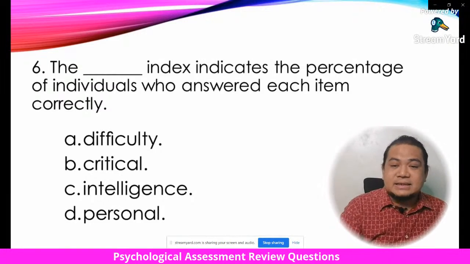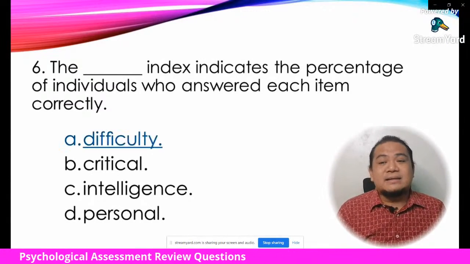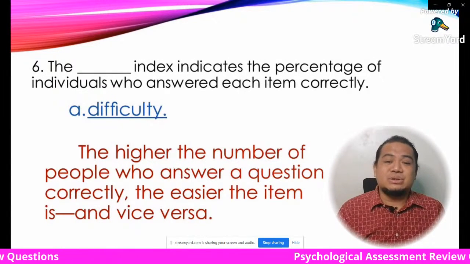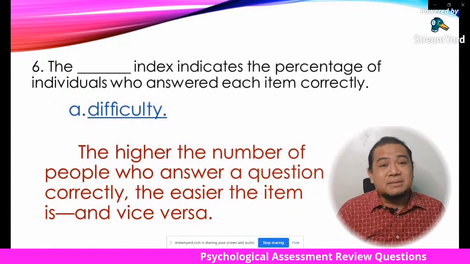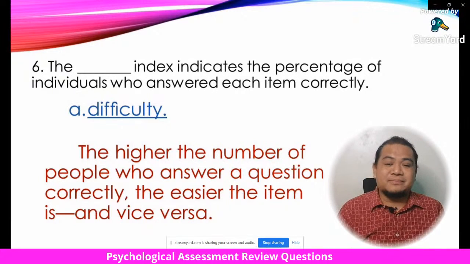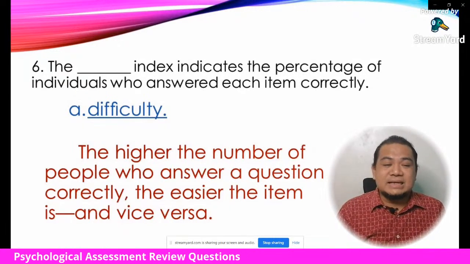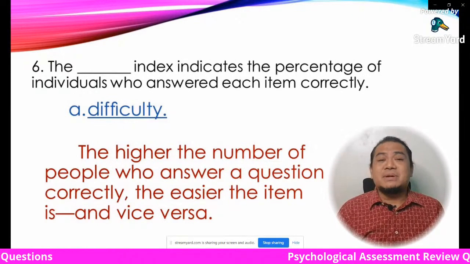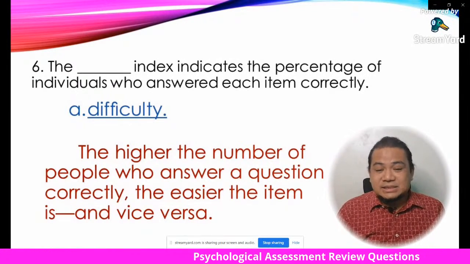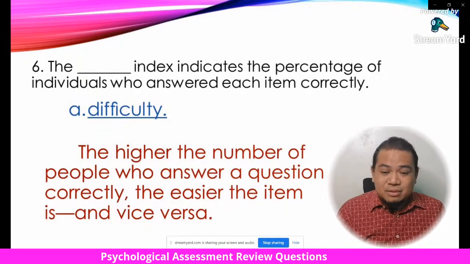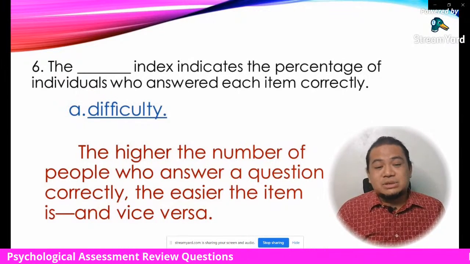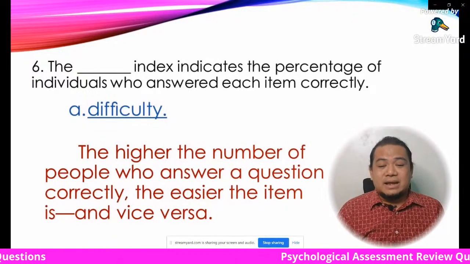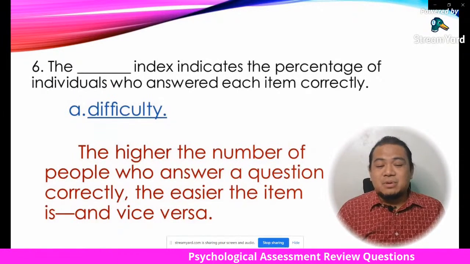And next, number 6. The blank index indicates the percentage of individuals who answered each item correctly. And the answer is letter A, difficulty. The higher the number of people who answer a question correctly, the easier the item is, and vice versa. A 0.5 difficulty index, also called difficulty value, would suggest that 50% of those tested answered the question correctly, while 50% did not.